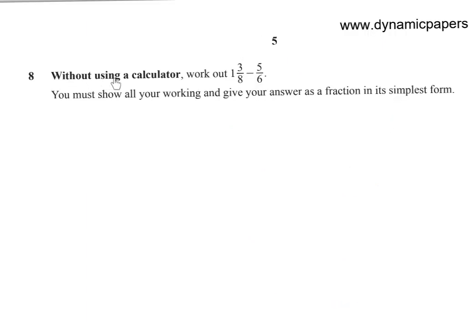Number 8, without using a calculator, work out 1 and 3 over 8 minus 5 over 6. You can convert this mixed number to a fraction, multiply and plus. 1 times 8, 8 plus 3, 11. So 11 over 8 minus 5 over 6. Now we can find the lowest common denominator for both, or you can multiply 8 by 6 and 11 by 6, multiply 6 by 8 and 5 by 8.